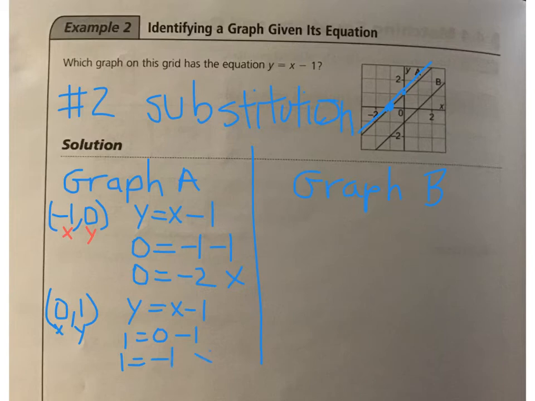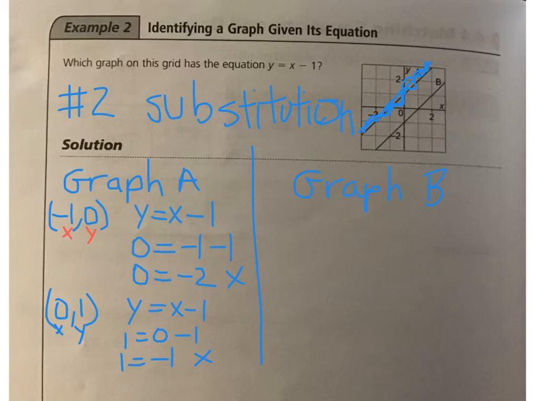So this point doesn't work either. So if both points don't work, then we don't have a match. So graph A is not going to be a match to this equation. So we can't just say it's graph B, we have to test. So once again, pick 2 points.